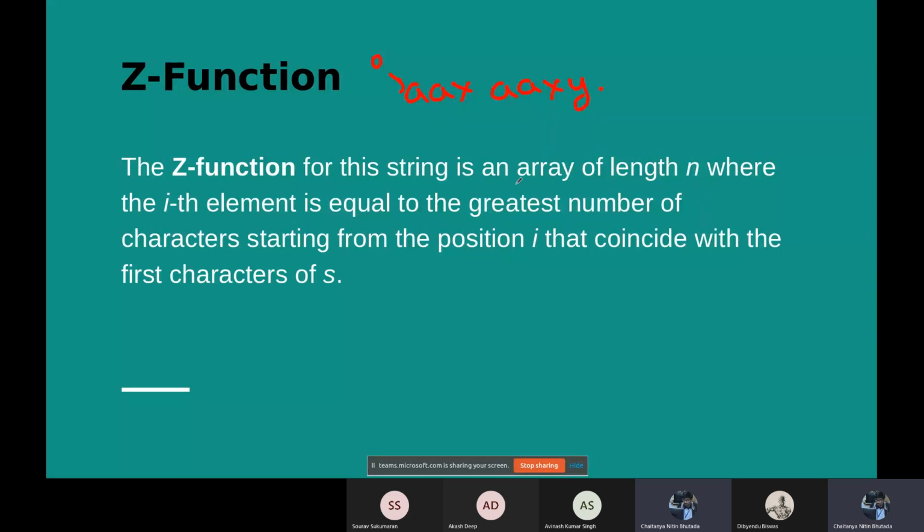from here, how many characters we can go such that it matches the prefix. Here we can go just till 1. Here we can go till 0 because x does not match a. From here, aax, we can go till 3. Here we can go till 1. Here we can go till 0, and here we can go till 0. So this is the z function. This is the definition. Can anyone write if they understand or don't understand?